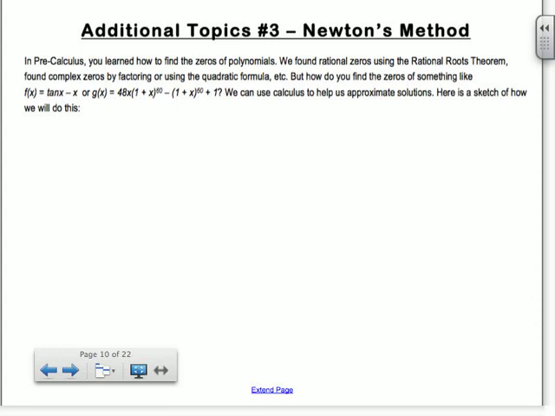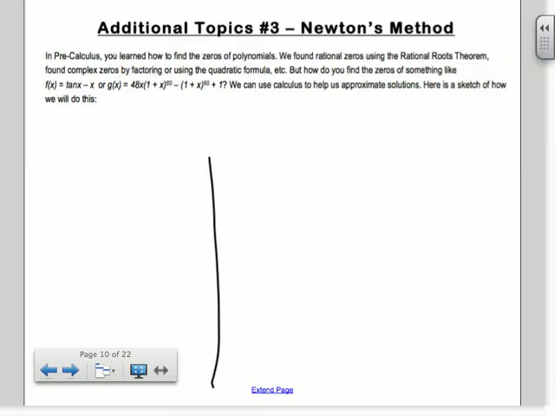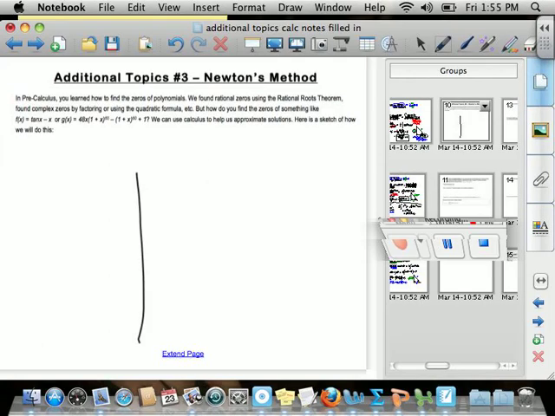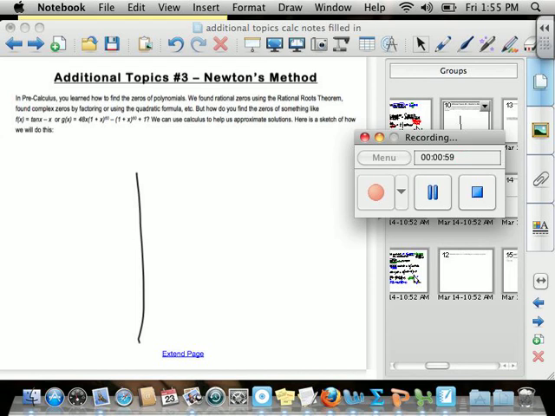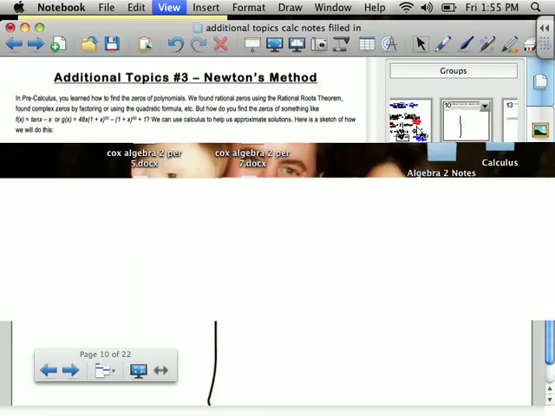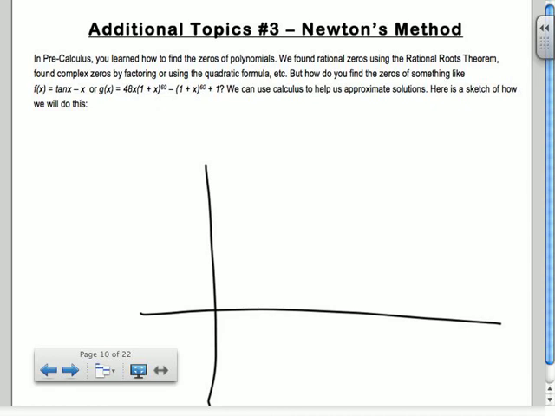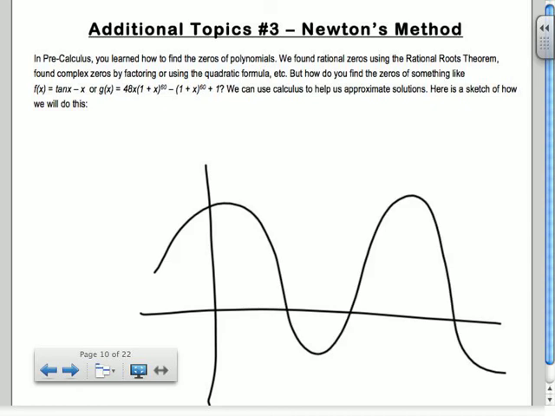So let's say we have some kind of curve. It's going to come up and down, up and down. It's going to cross the x-axis a couple times. We want to know what the zeros are. Do you guys remember zeros are the x-intercepts? So we want to know how to find those. So x equals 0. Yeah, but what if it's a really hard function and we don't know how to factor it?